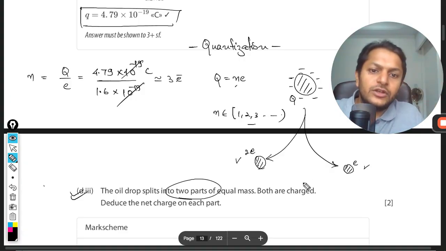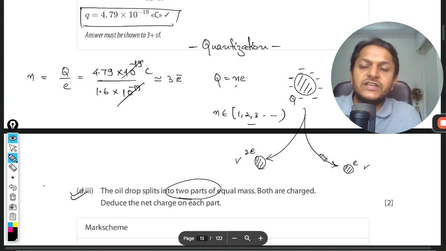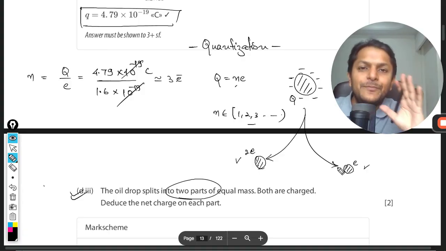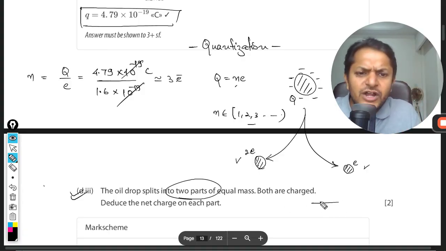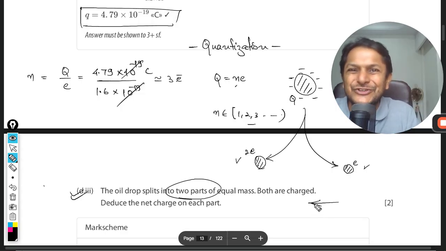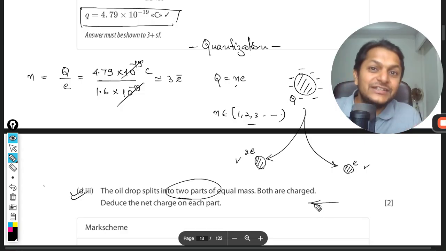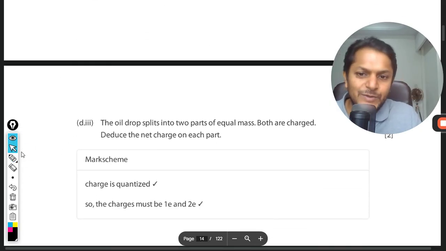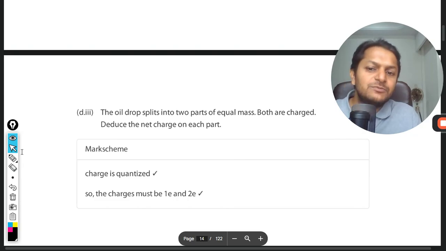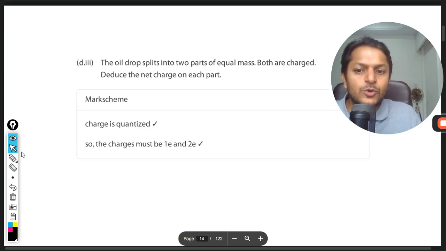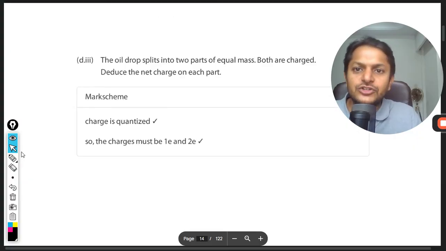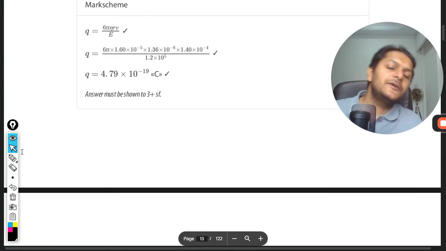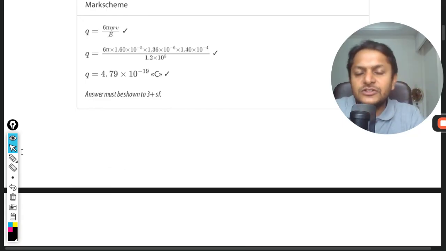And of course, they are not having equal charges, because otherwise it could be 3e by 2 on both sides, but that is not happening. So 2 electrons on this side, 1 electron on this side. This is how we do this. So whenever IB is going to ask you this kind of a question, this is the trick every other time. And they have asked this question so many times now. So you can be expecting one such question. Yeah, the charges must be 1e and 2e. Charge is quantized. That is the reason. And the question is over. There is no other connecting part. So this is how we do this question, my dear students.